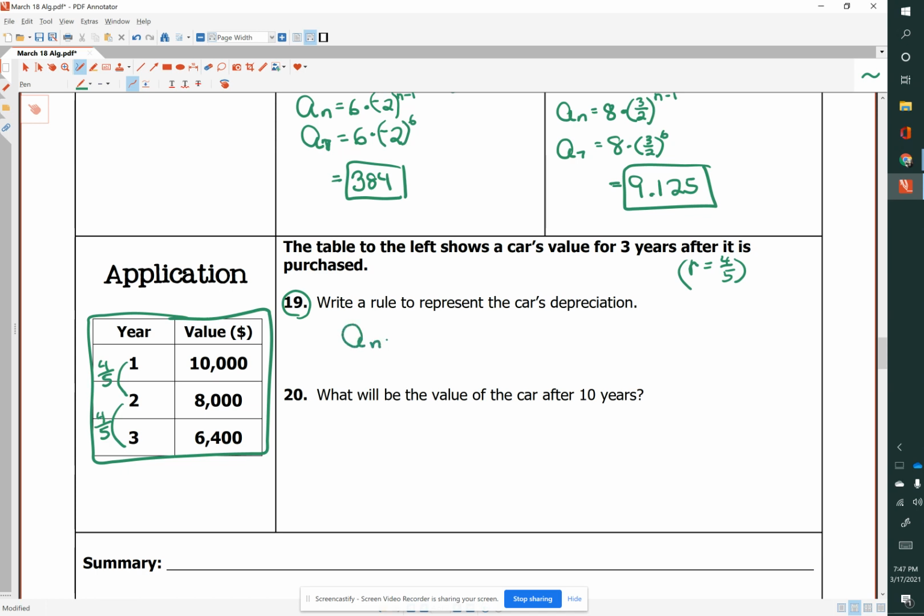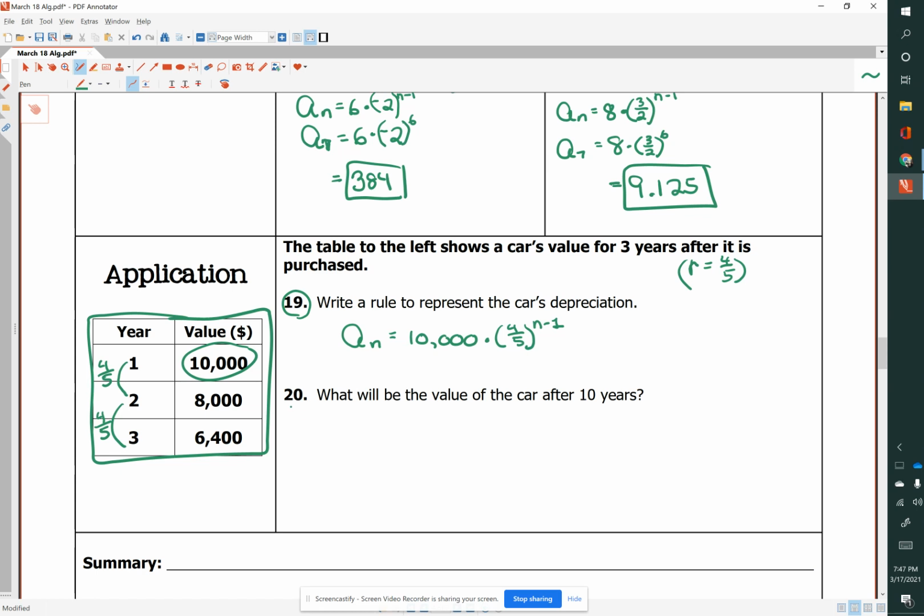Now we're asked to write a rule to represent the car's depreciation. So that would be A sub n equals, and our first term is 10,000, times the common ratio of 4 over 5 raised to the n minus 1 power.